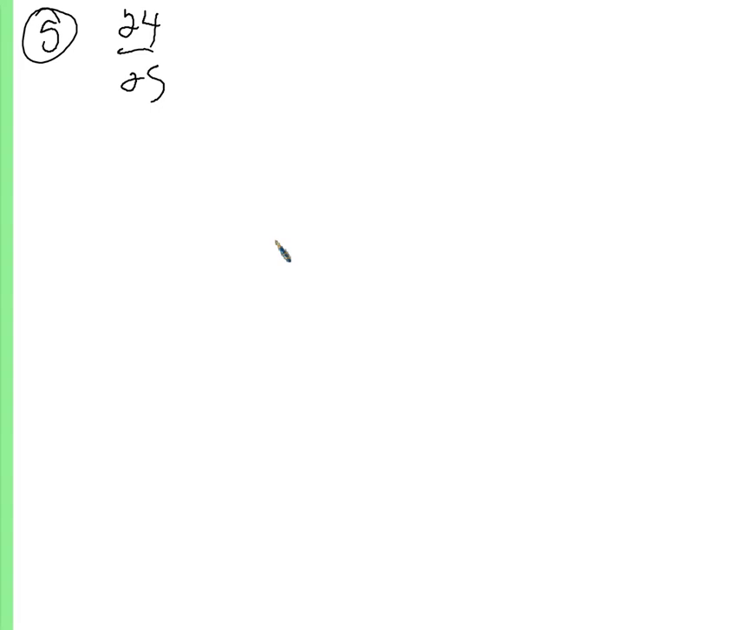Is this in simplest form or is it not? Yep, simplest form. We're looking to see if they share any factors. 24 and 25 don't share any factors. In fact, no two numbers that are right next to each other, that differ by one, are going to share any factors except for one.